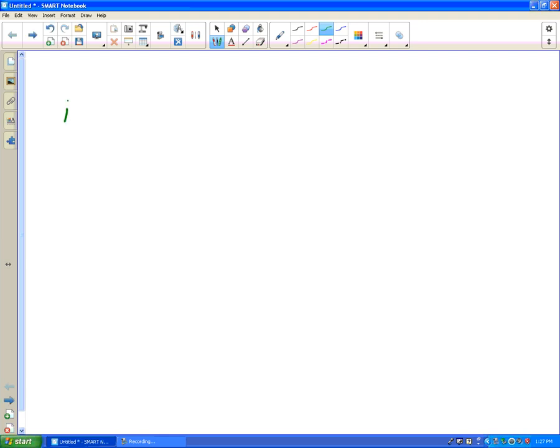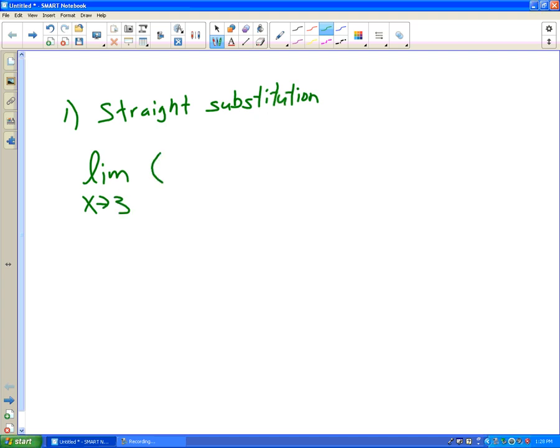So our first type would involve limits where we can do a straight substitution. If we're taking the limit as x approaches 3 of 5x plus 1, well, 5x plus 1 is a polynomial. It's a line. It's linear. We can directly substitute the 3 in. This particular limit turns out to equal the number 16 because 5 times 3 plus 1 is 16.